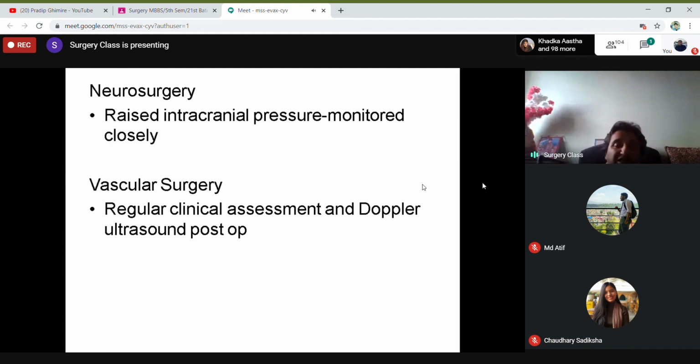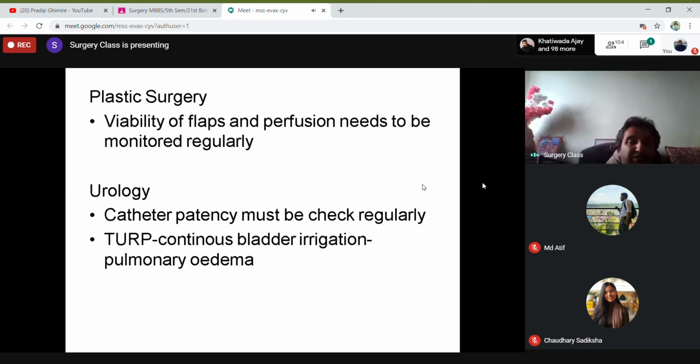Neurosurgery: raised ICP. The patient will present with vomiting, bradycardia, and hypertension, so continuous monitoring is needed. Vascular surgery needs regular clinical assessment and Doppler assessment of the blood flow. In plastic surgery, when you have flaps, perfusion needs to be monitored with Doppler or clinical examination. Urology: catheter patency should be checked, and any blockage is usually seen in the case of transurethral resection of prostate.